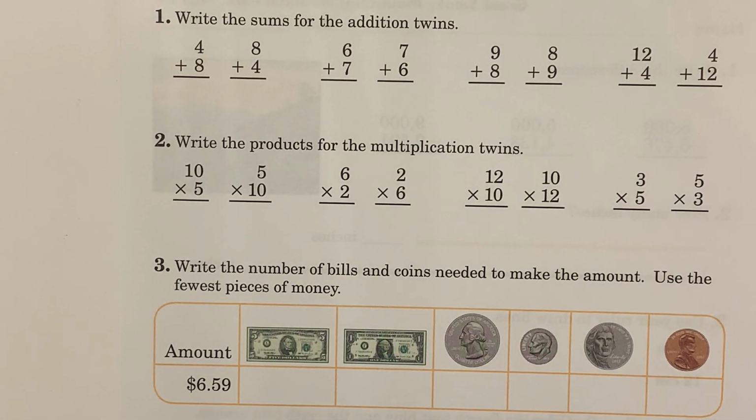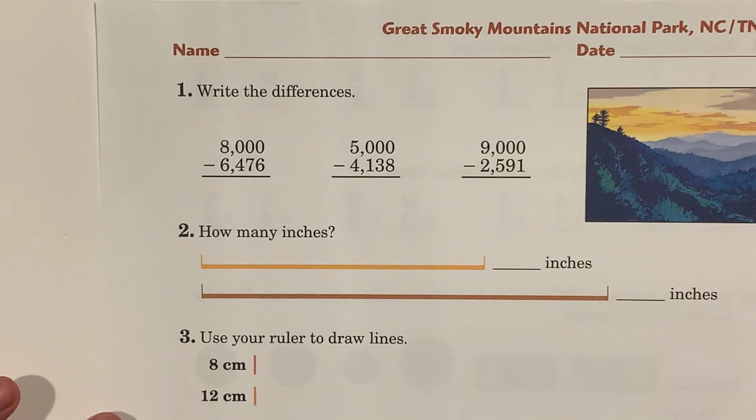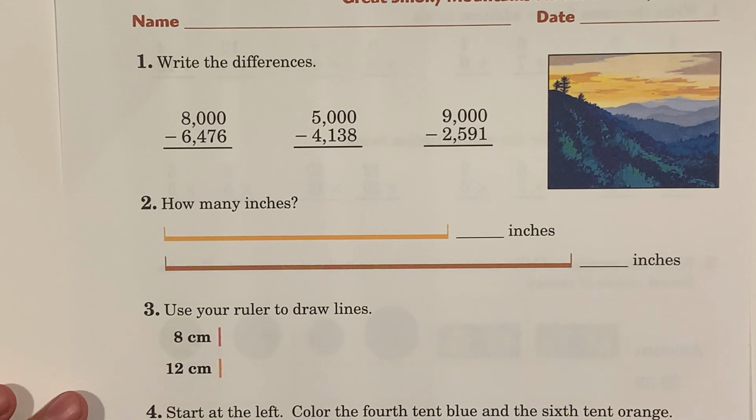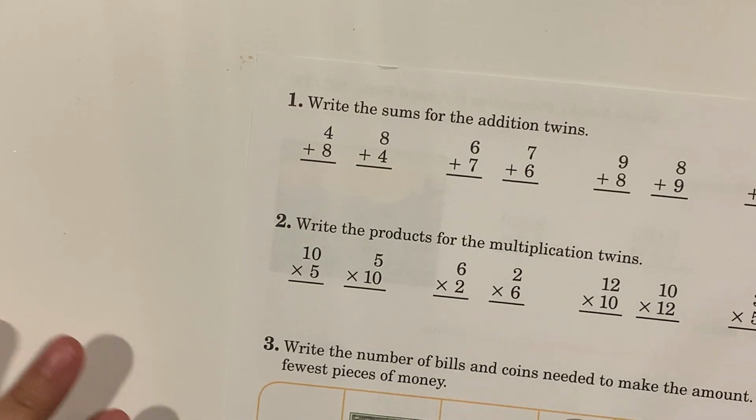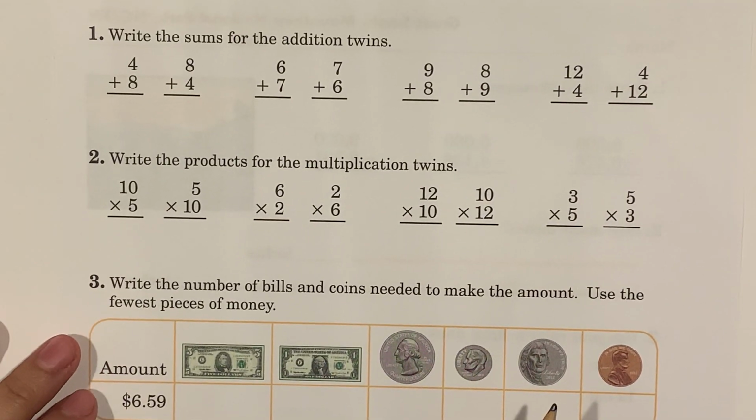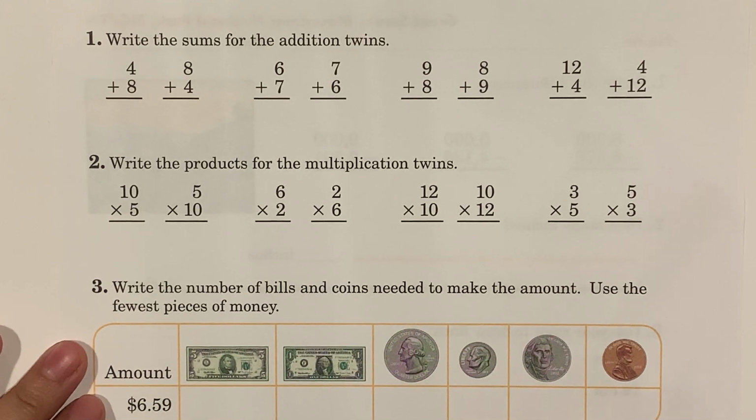Second grade. This is your math lesson 135, pages 270 and 269. We're going to go ahead and start with page 270 for classwork. Write the sums and addition twins. When it says addition twins, it just means that the addends are in different orders.